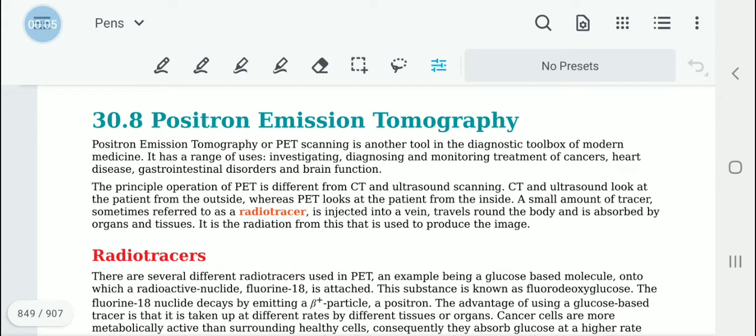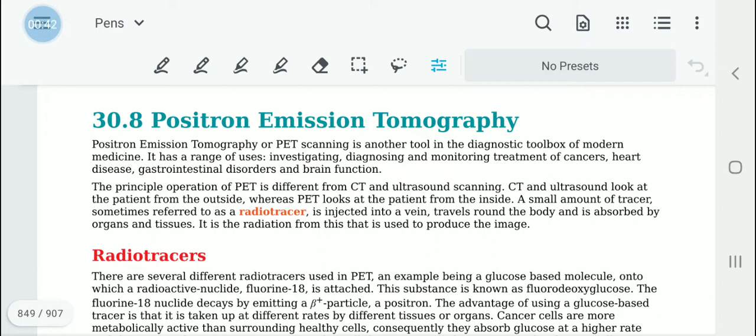Physics chapter 30 theory video 7. Now we are going to move on to positron emission tomography, that is the PET scanning machine. So this is another modern machine that has many different uses, mainly dealing with monitoring and treatment of cancer, heart diseases, gastrointestinal disorders, and also brain functions.